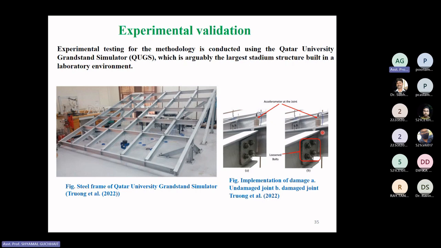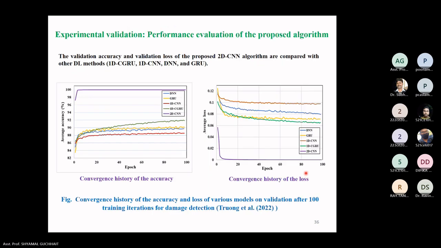This data is available on their site, and we have taken this data and validated our 2DCNN algorithm. You can see the validation accuracy plot and the loss plot. There are two plots: the left hand side plot shows the accuracy, and the right hand side figure shows the loss.